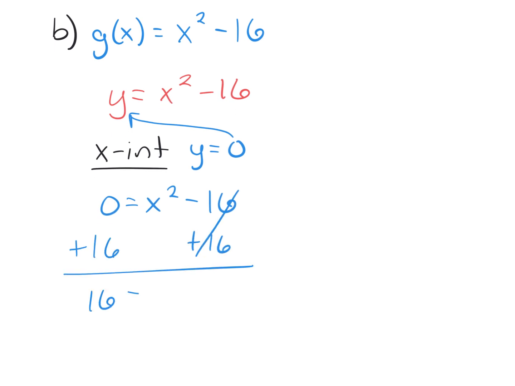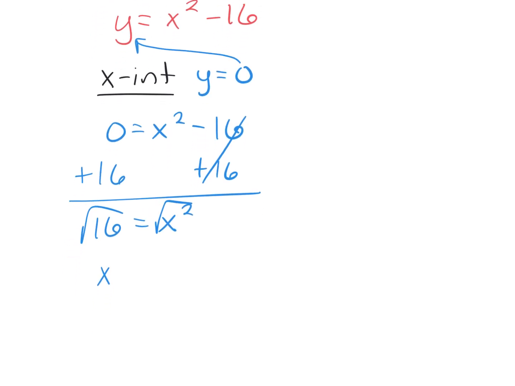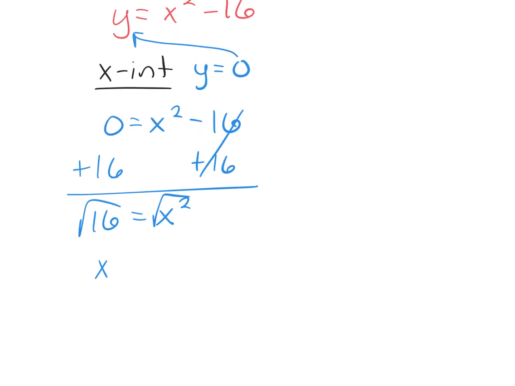So 16 equals x squared. What is the opposite of a square? Square root. Now, what I have to remember, if I take the square root, how many answers am I going to have? 2. I'm going to have 2. It's going to be positive and negative 4.